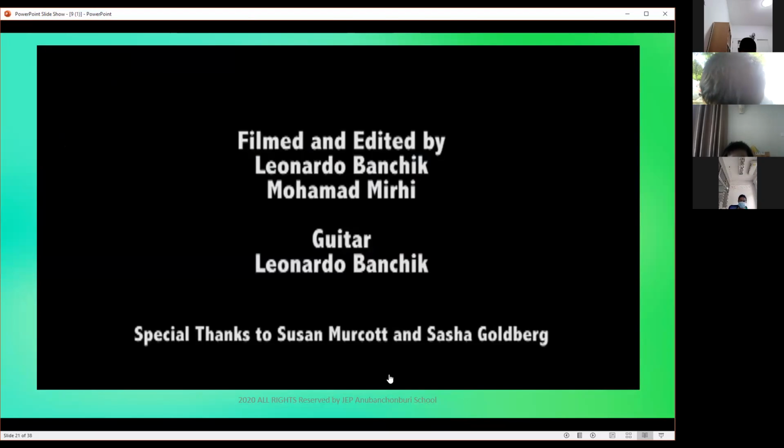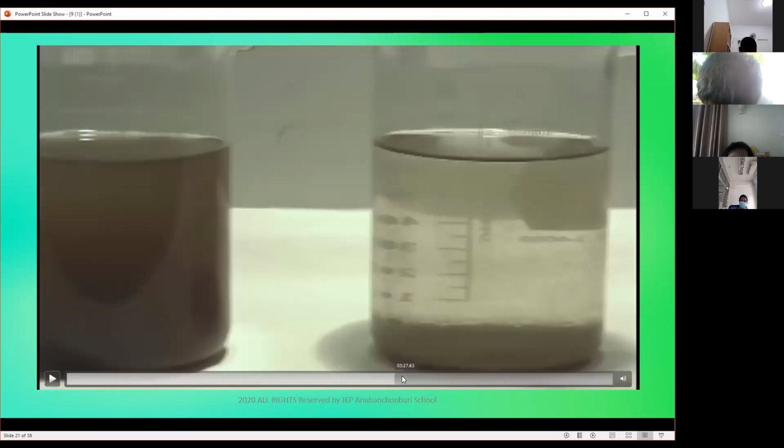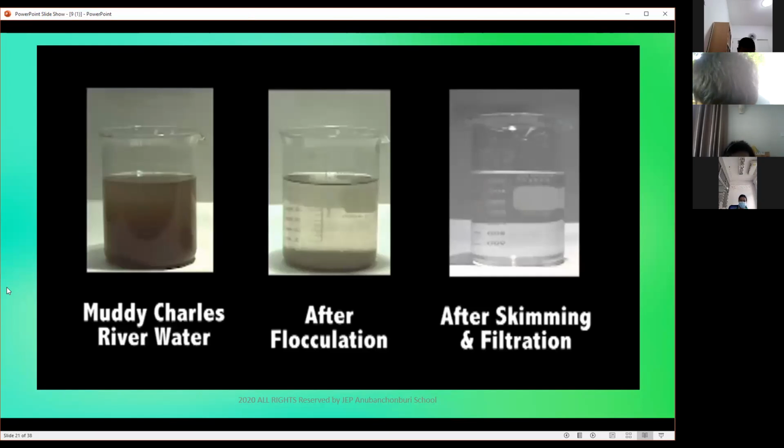Okay, so it's very nice now because of these processes, because of the separation technique. From very dirty water like this, it becomes cleaner water, and we can drink this water because it's already clean. So from this very dirty water, it becomes like this.